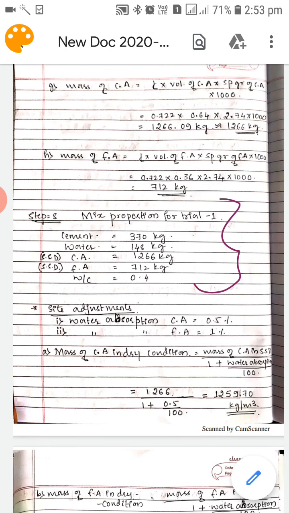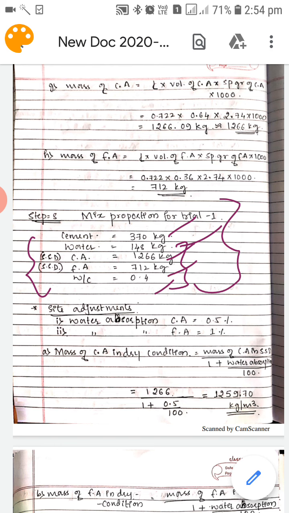So the cement quantity is 370, water is 148, then coarse aggregate and fine aggregate contents are 1266 and 712, and the adopted water cement ratio is 0.4. Remember, the quantities of the aggregates, that is coarse aggregate and fine aggregate, are of SSD. What is SSD? It is saturated surface dry aggregates, which means that aggregates are dry only on the surface but they have absorbed some moisture content, so the weight is greater than the dry aggregates.